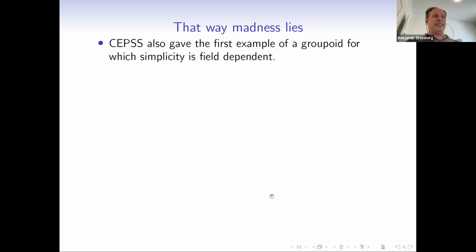So unfortunately, the world changes a lot when you go to the non-Hausdorff world. And in the CEPSS paper, they gave the first example of a groupoid for which simplicity is field dependent. So in other words, unlike the Hausdorff case, the field matters. And I think this is probably a surprise.